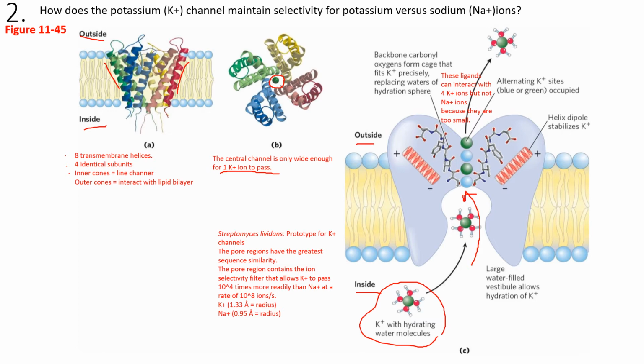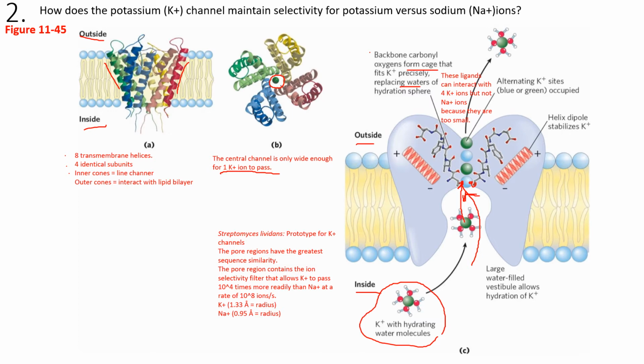Okay, and then the reason that this works for potassium is that this backbone carbonyl right here in red, all of these right here, they form a cage that fits potassium perfectly, and it replaces the waters of hydration. So that's why these waters can be removed and potassium will enter right here perfectly. And then the carbonyl oxygens form that cage, replacing the waters of hydration.